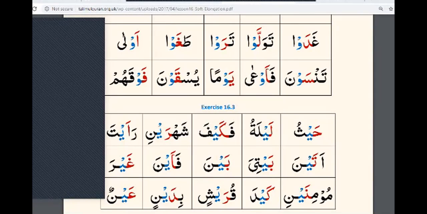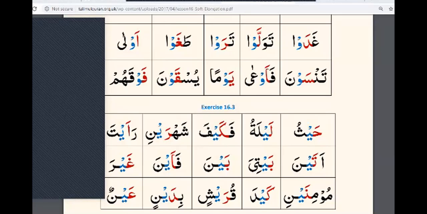And then the last one on this line is fawqahum. Fawqahum. Okay, good. Excellent effort. Remember this qaf here in this last one is again one of our thick letters. Okay, so that's one of our serious letters. So when we say that, we have to make a round mouth and we say qaw. Qaw. Qaw. Good. Well done. Much better.